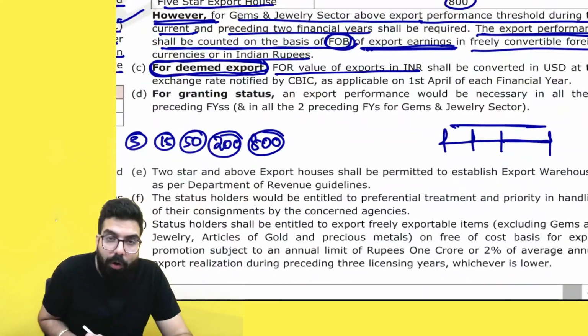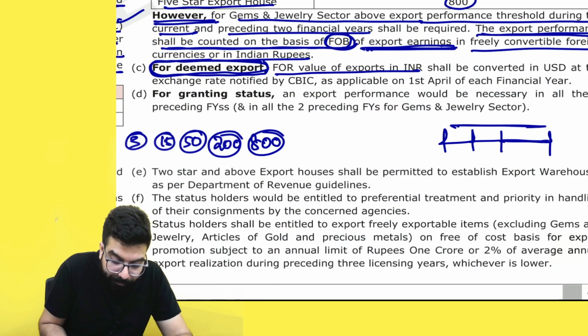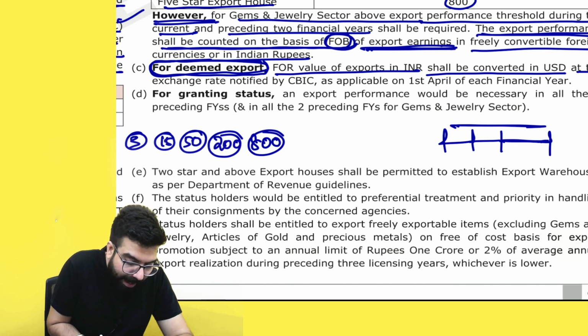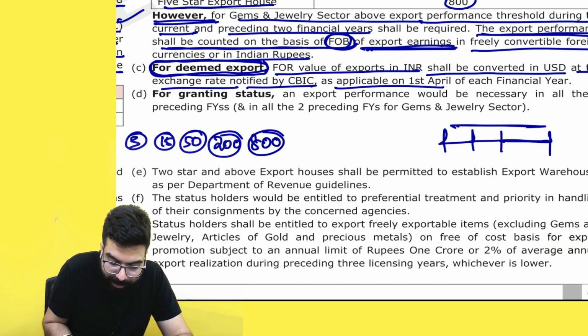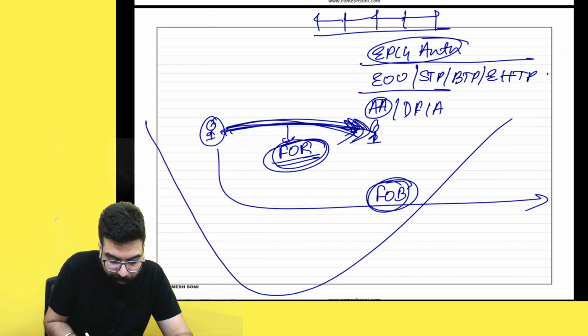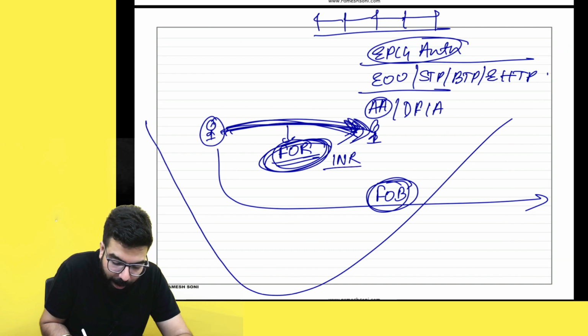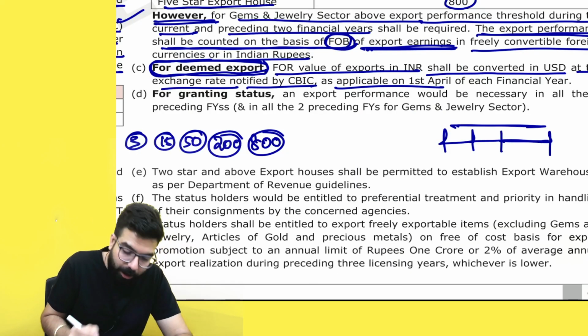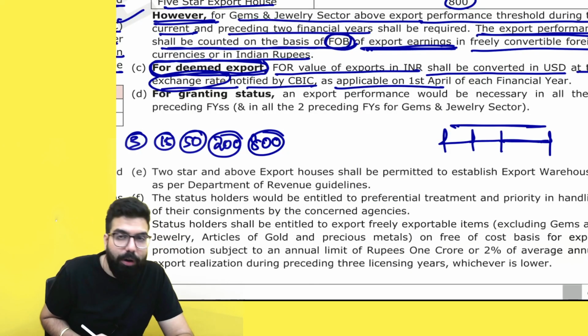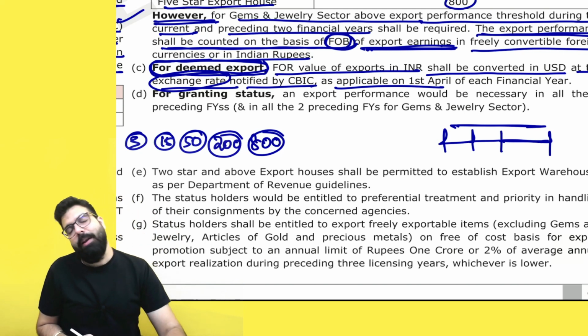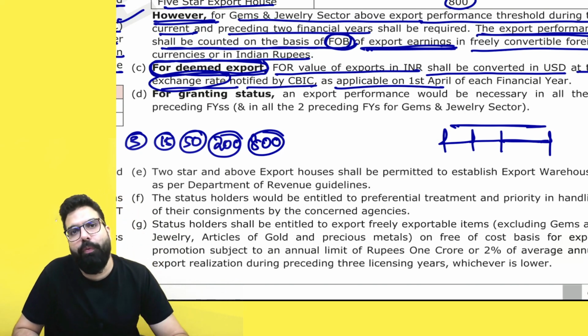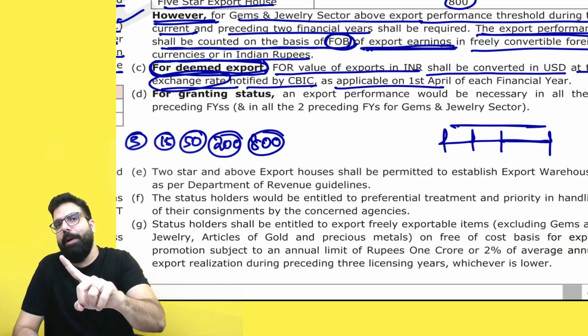FOR value of the export shall be converted in US dollar at the exchange rate notified by CBIC as applicable on 1st of April in each financial year. So, FOR value will be taken, and this FOR value will be in INR. Sir, how to convert? You have to convert into US dollar, taking the exchange rate which is notified by the CBIC on 1st of April. So, whatever is the rate told by the CBIC on 1st of April, accordingly, FOR value will be converted into US dollar.